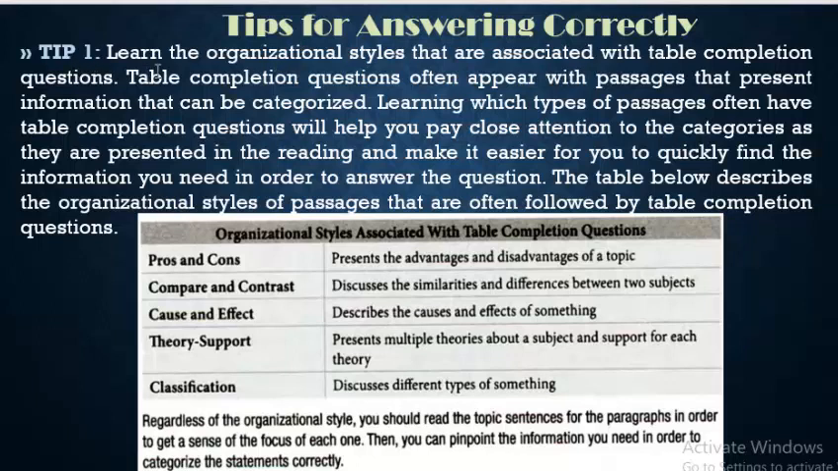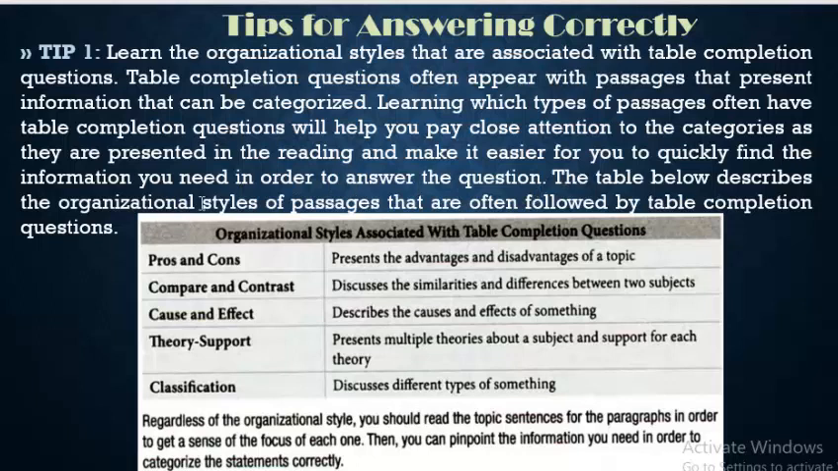So, tip 1, learn the organization styles that are associated with table completion. Be aware that the first thing is to know which kind of organization the passage has. The table completion questions often appear with a passage that presents information that can be categorized. Learning which types of passage often have table completion questions will help you pay close attention to the categories as they are presented in the reading passage and make it easier for you to quickly find the information you need in order to answer the question.